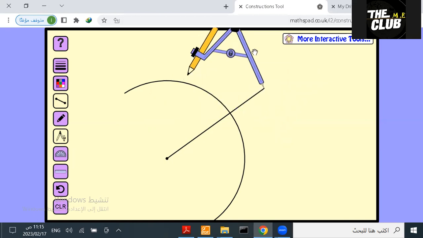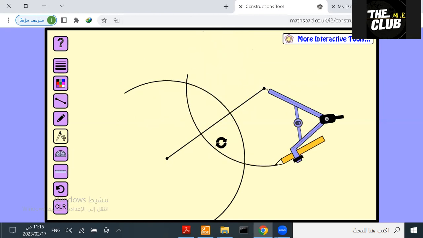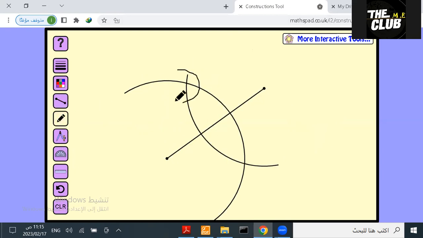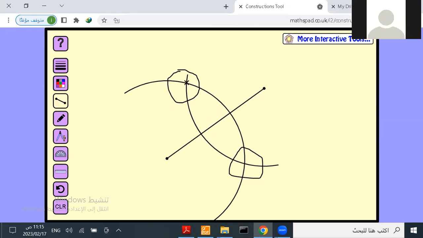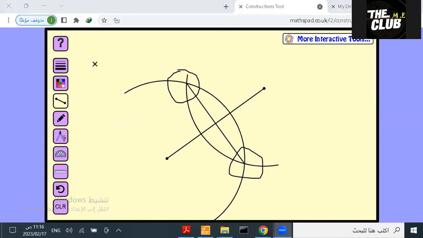Do it on the other point. Draw another half a circle like this. Remove the compass. And then you have 2 points, one here and one here. What do you do to them? You just connect them together like this. That's it. We call this a perpendicular bisector of a line. This is how you find a perpendicular bisector of a line. Now, let's move on to the next question.